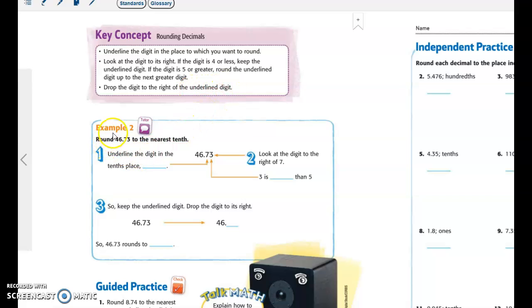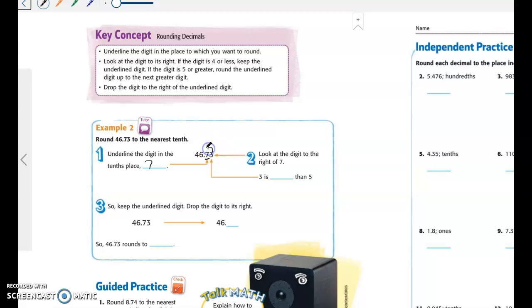So in example number 2, it says that they want us to round 46.73 to the nearest tenth, okay? So it says underline the digit in the tenths place. Which is the digit in the tenths place? I have my 7 in the tenths place, okay? So I'm going to put 7 here. Step 2 says, look at the digit to the right of 7. That's its neighbor right here.